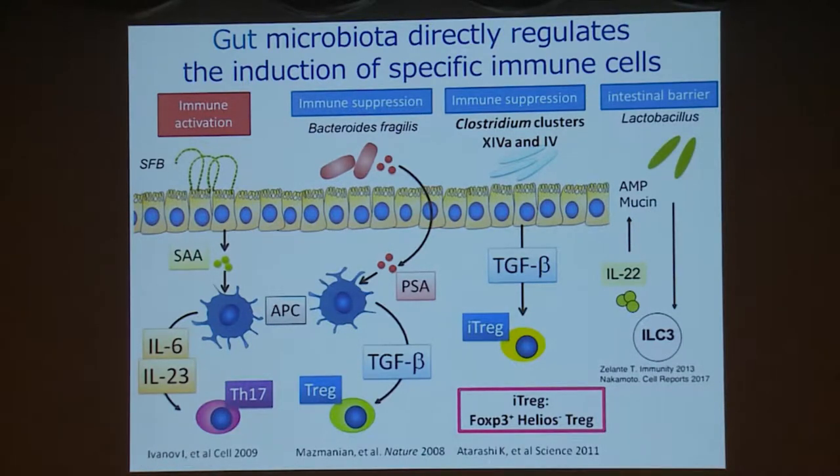Furthermore, recent progress has extended the concept to other immune cell subsets, including innate immune cells. Our group has reported that a specific species of Lactobacillus, Lactobacillus johnsonii, induces IL-22 producing ILC3s in the intestine and plays a role in restoring the gut barrier integrity.